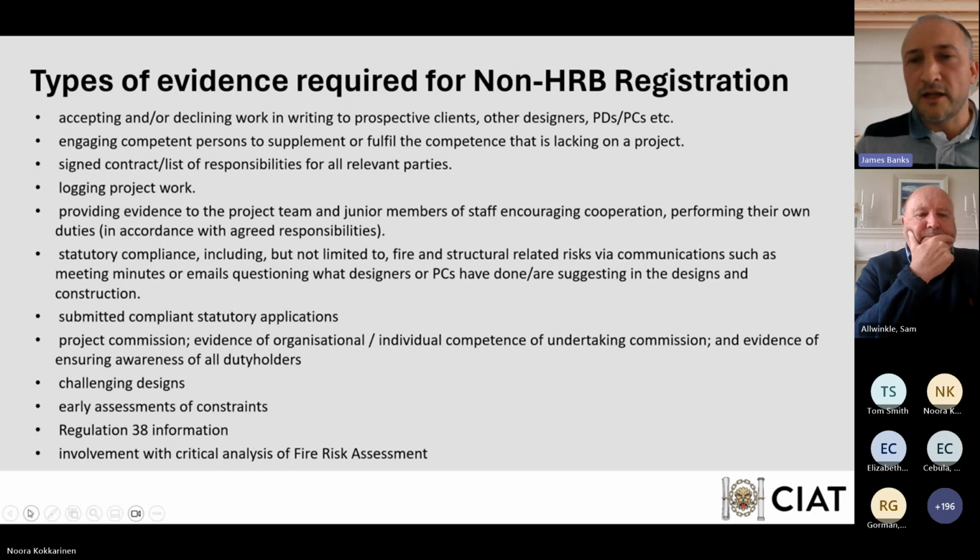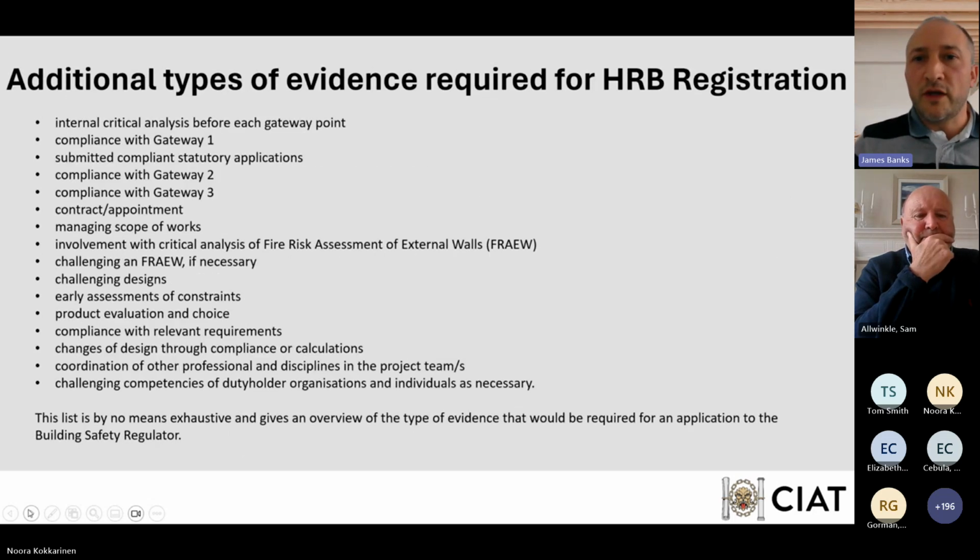So this is the list for non-HRB registration, and this guidance is embedded within the competency framework as well. And if you move on to the next slide, Nora, that will give you a flavour of the additional evidence over and above that you would need to potentially consider providing for registration as a PD on HRBs.